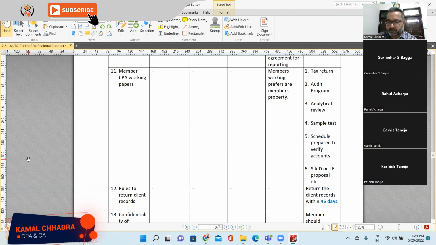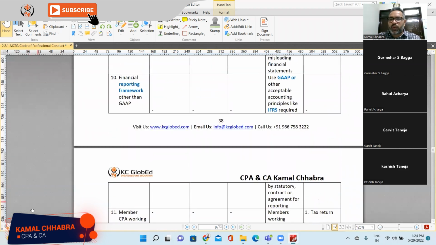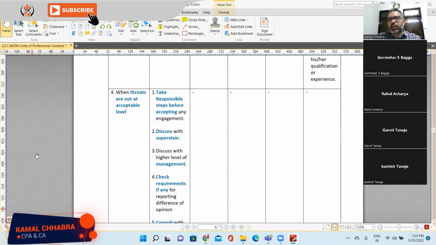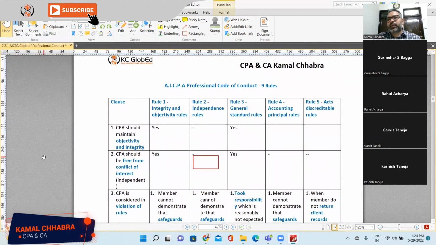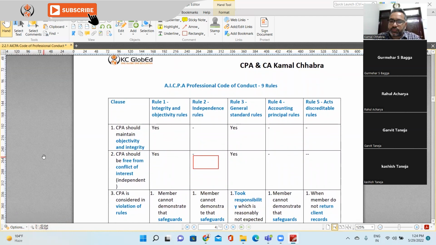Yeah, I just have a question. They are listed under rule number 5. Rules number 4 and 5 both. One is the accounting principle rule, and the fifth one is the discreditable acts rule. So these work papers were listed in the last column. I just want to understand why it is related only to the discreditable acts rule, because most of them are general and may come under the general standards rule or other rules. So why is it listed only under the last rule?